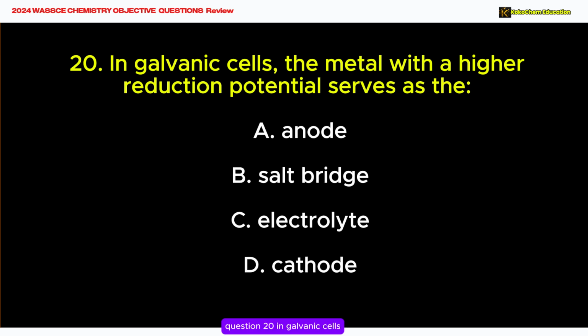Question 20. In galvanic cells, the metal with a higher reduction potential serves as A. The anode, B. The salt bridge, C. The electrolyte, D. The cathode. The correct answer is D. The cathode. Explanation: the metal with a higher reduction potential gains electrons and is therefore reduced at the cathode.